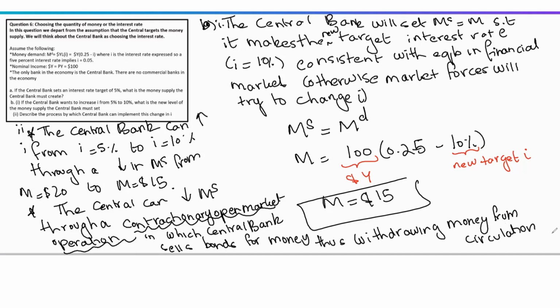So we talked about how when the central bank wants to set a target interest rate, it will achieve that by setting the money supply such that this target interest rate is consistent with equilibrium in the financial market, so that there's no pressure on it to change. And the central bank can change the target interest rate by adjusting the money supply, where if it wants to increase it, it will reduce the money supply. If it wants to decrease it, it will increase the money supply. And it can achieve changes in money supply through open market operations, which are buying and selling of bonds for money by the central bank. In this case, because it wanted to increase the interest rate, it had to reduce the money supply through a contractionary open market operation.